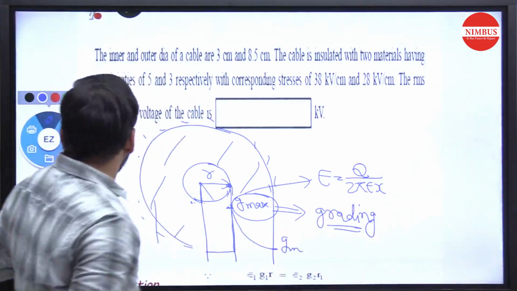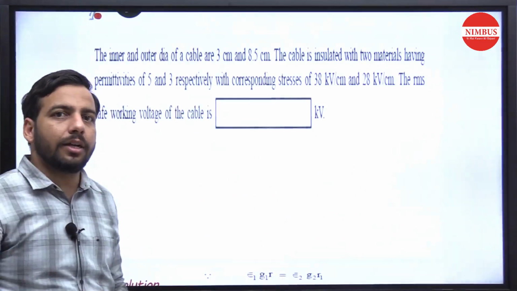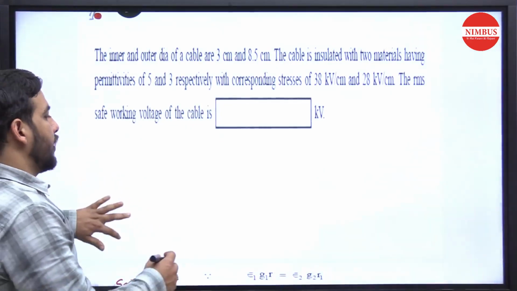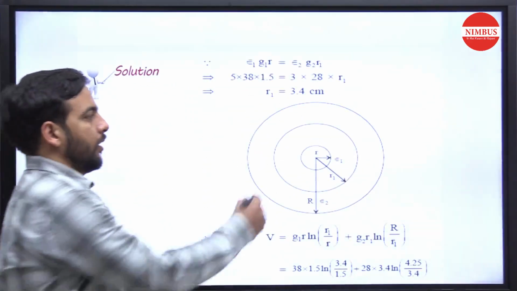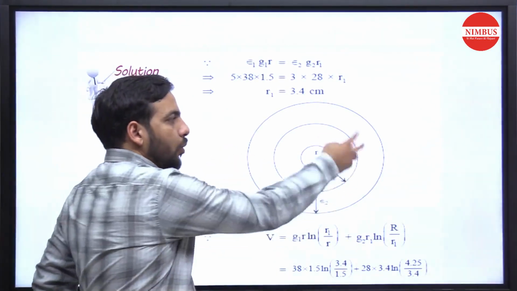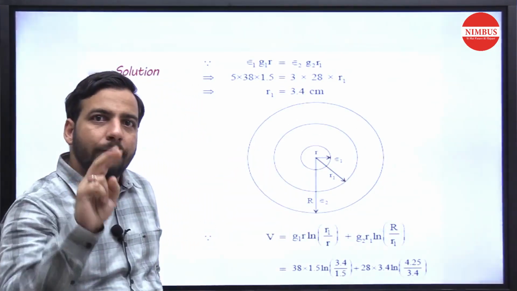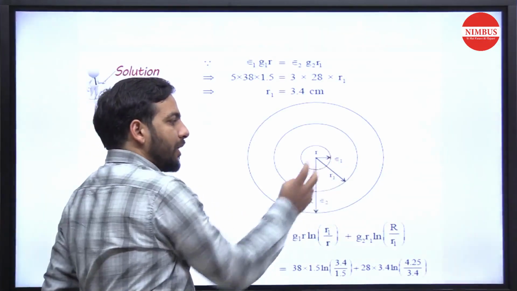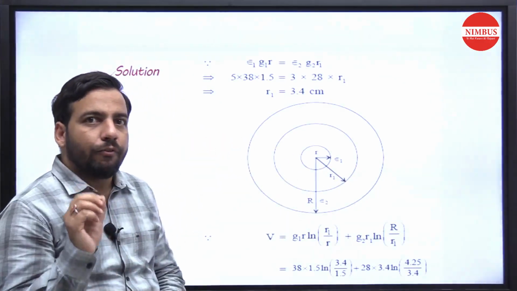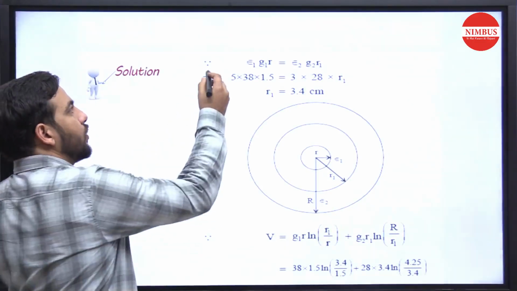We need to use a grading system for this. For grading, two types are generally used: capacitance grading and intersheet grading. Here the question is regarding capacitance grading. For capacitance grading, we divide the total insulation into two parts, epsilon 1 and epsilon 2. Two different materials are used for the dielectric, epsilon 1 and epsilon 2, at different distances R1 and R. The first formula we will use for this solution is this, Q.